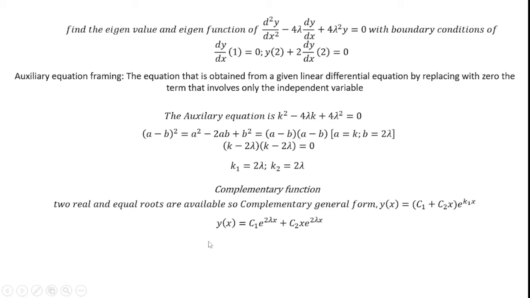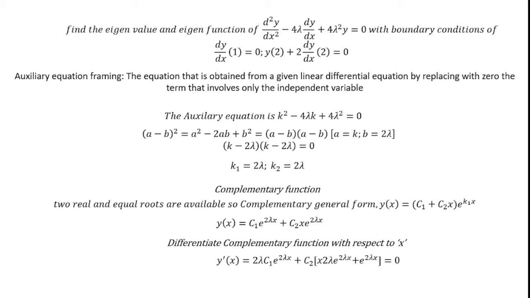So the complementary function is looking like y of x is equal to c1 into e power 2 lambda x plus c2 into x into e power 2 lambda x. Likewise, we can get the complementary function equation of the available problem. After that, we have two boundary conditions, so we should differentiate the complementary function with respect to x, which is also one of the steps, because we have two boundary conditions.